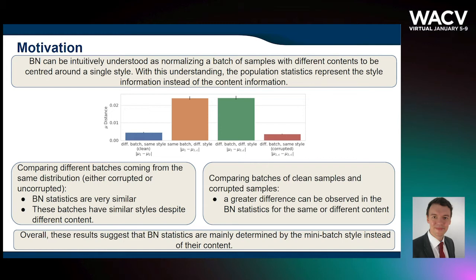We verify this hypothesis by measuring the absolute difference for BN statistics under different network inputs. We find that different batches coming from the same distribution have very similar BN statistics. Comparing batches coming from clean and corrupted samples, a greater difference in the BN statistics can be observed.